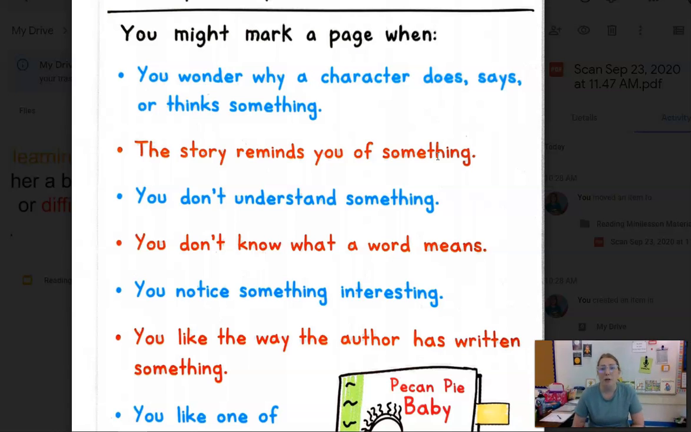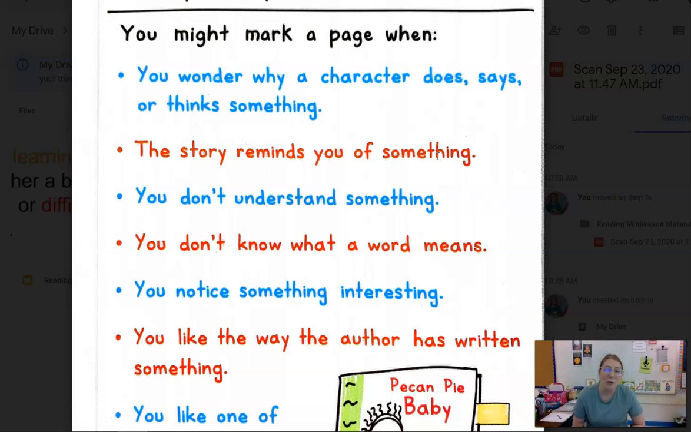You might mark a page when you don't understand something, or when you don't know what a word means. So if there's a word or a sentence or a phrase or a picture that you don't quite understand, that's a really great place to mark in your book because you could talk to a classmate or a teacher or a family member about it and they might be able to help you.